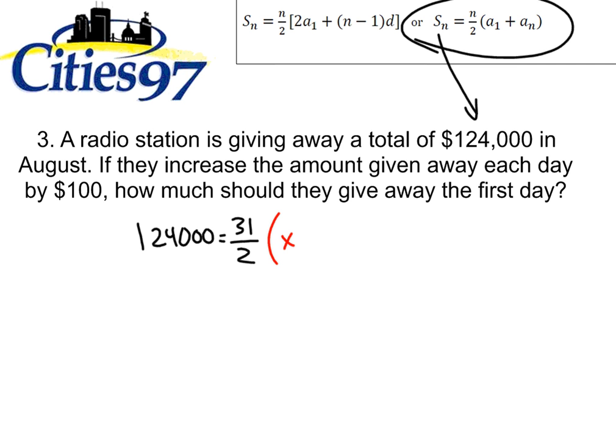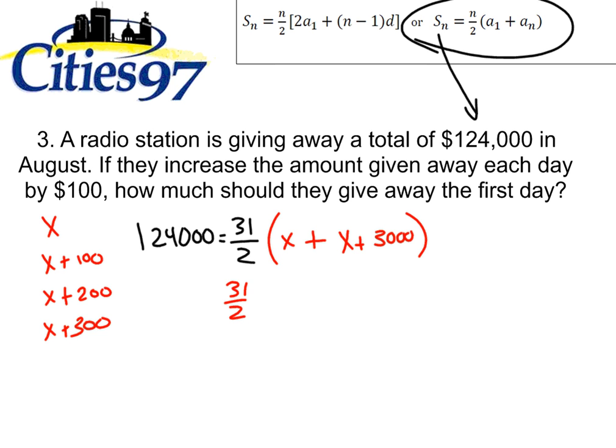Then on the 31st day, that'll be 100. So first day will be x. Second will be x plus 100 bucks. Third day will be x plus 200 bucks. Fourth day will be x plus 300 bucks. So on the 31st day, it'll be x plus $3,000. So that's kind of what we're looking at. So it'll be 31 over 2 times 2x plus $3,000. That's going to equal $124,000.